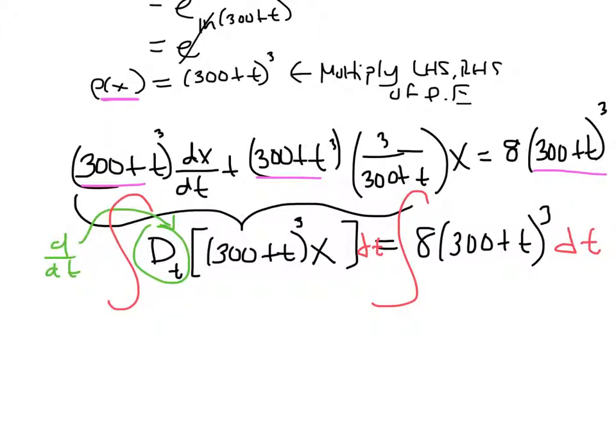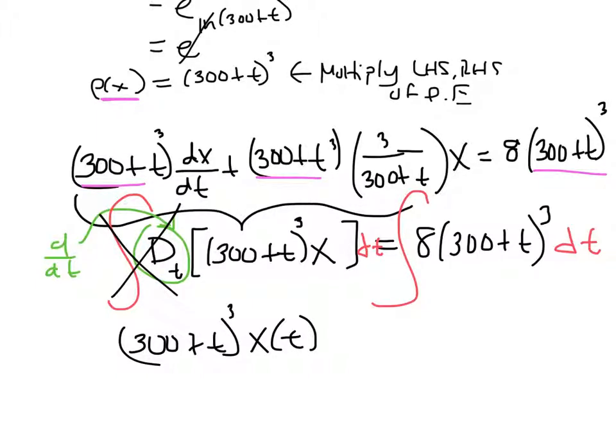So let me get my black. We are left with 300 plus t cubed times x, or if you'd like to write even x of t, that's fine, to remind you what you're looking for. And so again, this is gone. And then here we can integrate. I can take out my 8. And this is very nice.